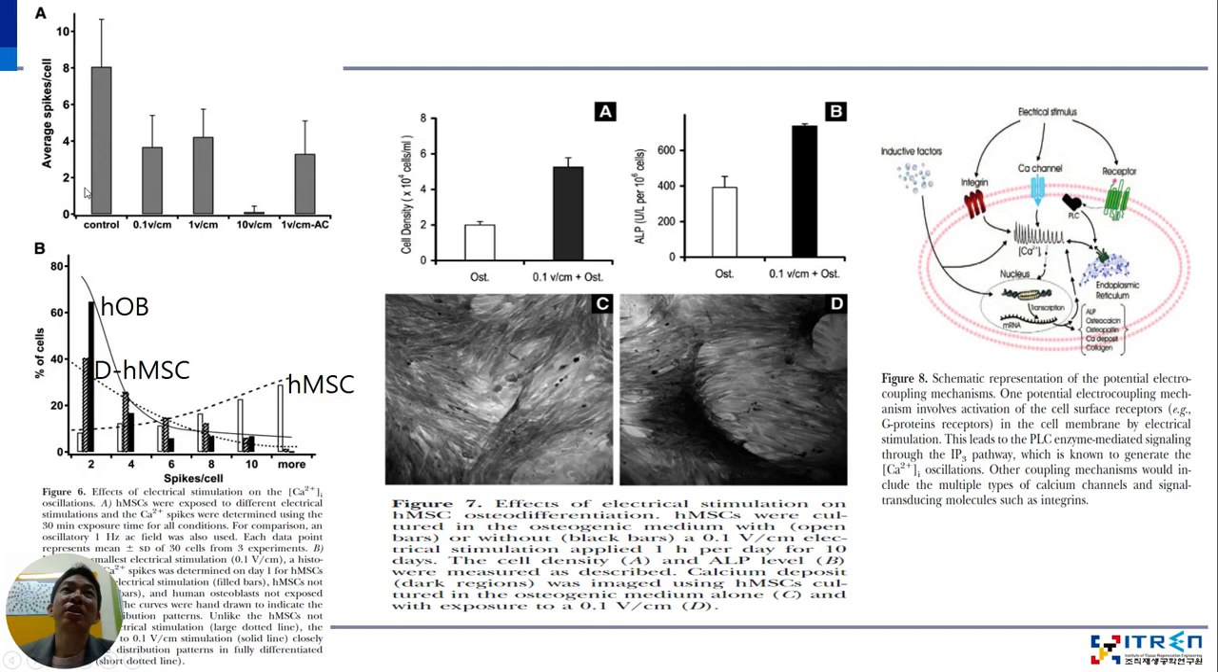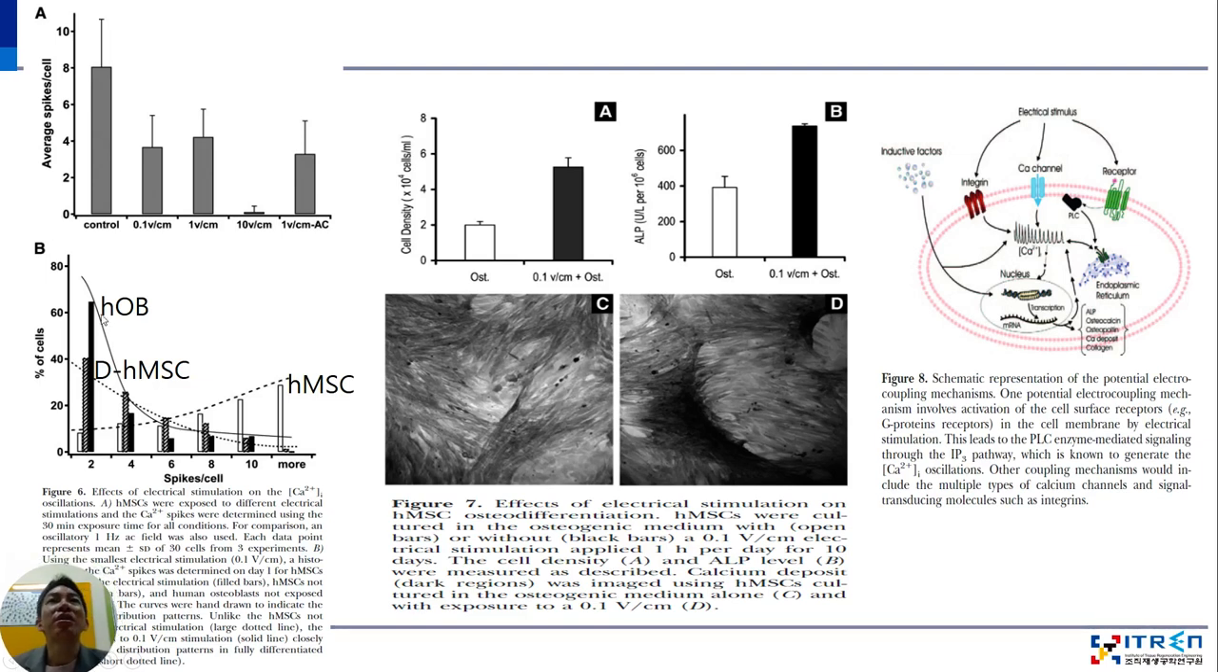And then here, they checked the different electricity. Here, the control is they culture the cell, mesenchymal stem cell, under different electrical voltage, from 0.0 volts per centimeter to 10 volts per centimeter. They found out that 10 volts per centimeter has dramatically less average spikes, which is very similar to the human osteoblast. And then all these three are DC, direct current. This is AC, alternating current.